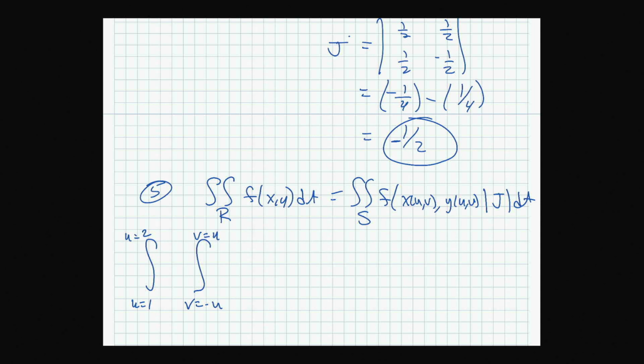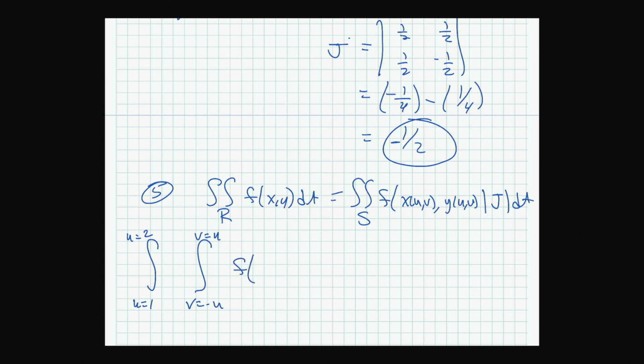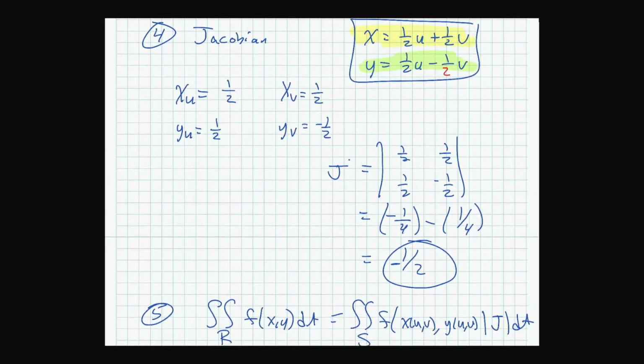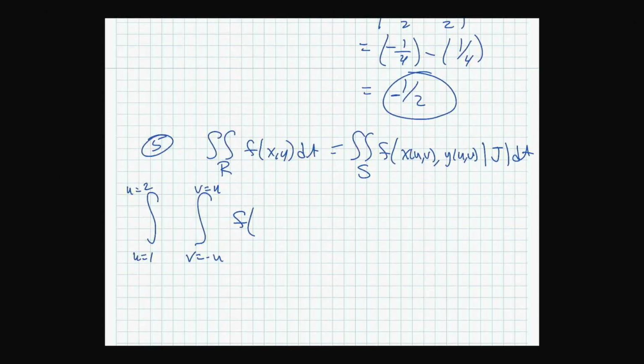Okay. Now your function, I don't know what the function is yet, so I'm going to write it in. So f of x, what was x? X is 1/2 u plus 1/2 v. And the y component was 1/2 u minus 1/2 v, right? And then the absolute value of your Jacobian was negative 1/2, but we would need the absolute value. And then your dA is whatever the variables are. So in this case, we're doing dv du.